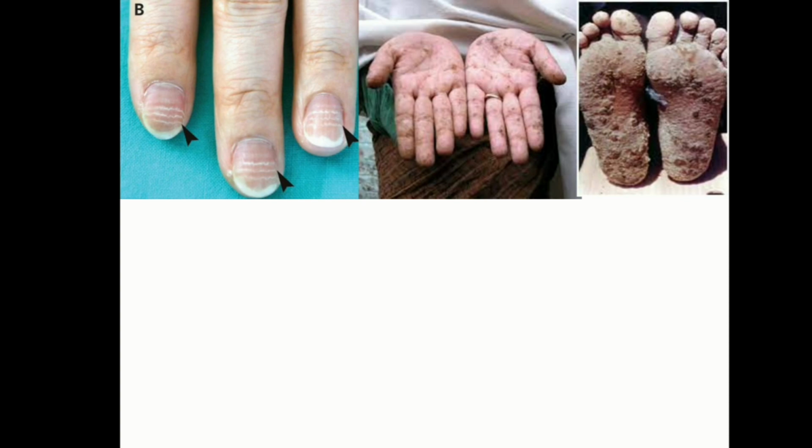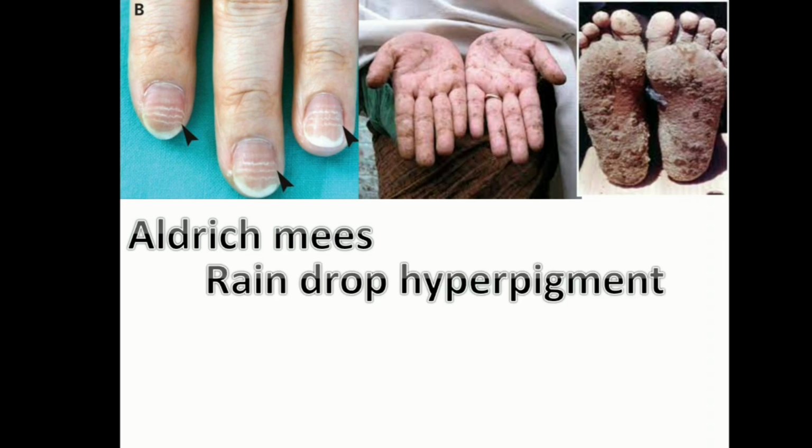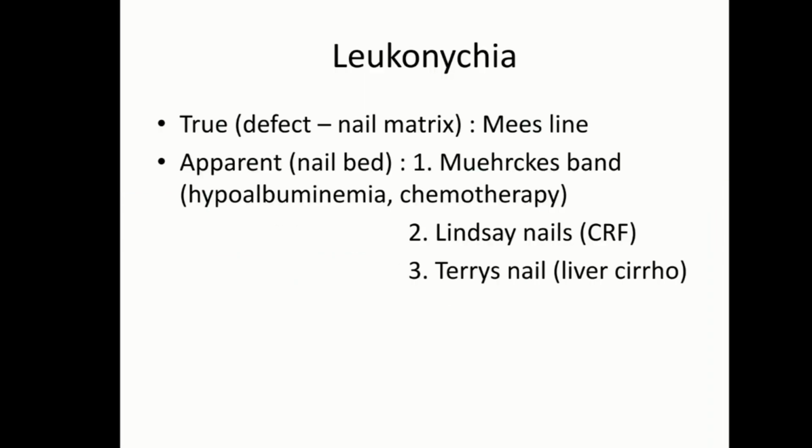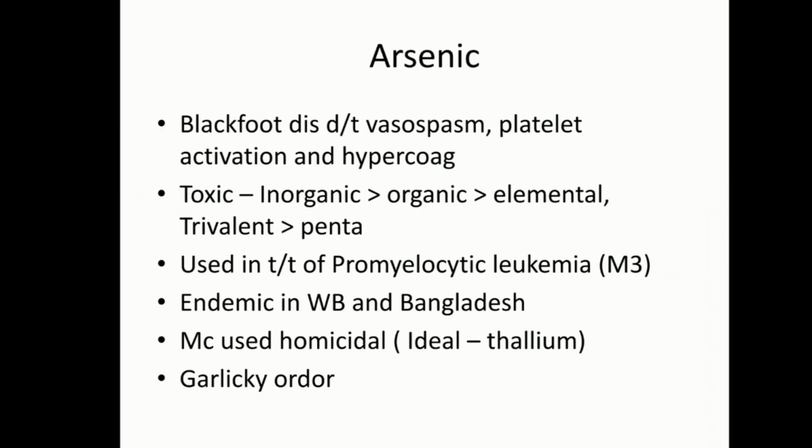Now these are the pictures which are seen in arsenic poisoning. Aldrich-Mees lines, which is a transverse white band on the nail, and this is also known as leukonychia. There are certain differential diagnoses which I will explain in the next slide. The second image is raindrop hyperpigmentation, and the third is blackfoot disease. Leukonychia is of two types, true and apparent. True defect is in the nail matrix, apparent defect is in the nail bed.